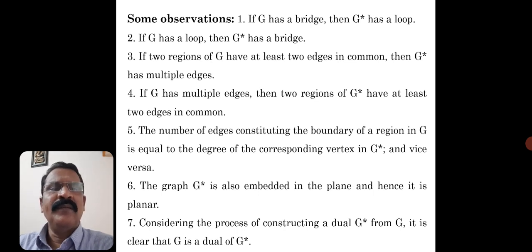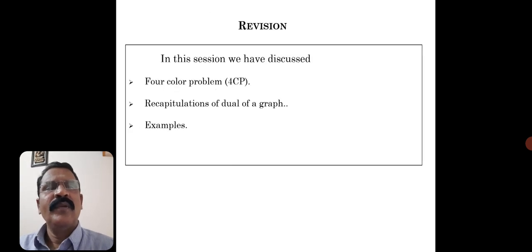Next, the seventh observation is, considering the process of constructing the geometrical dual G star from G, it is clear that G is a dual of G star. So that's why we have proved one result: G star whole star is equal to G. That is, the dual of a dual of the graph is again the graph G. So these are the observations on how we constructed the geometrical dual of a graph.